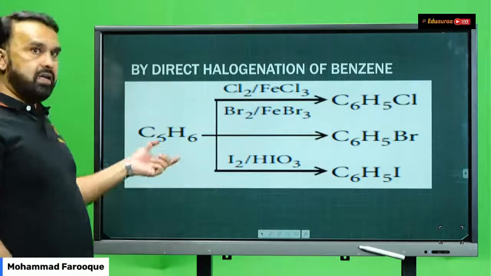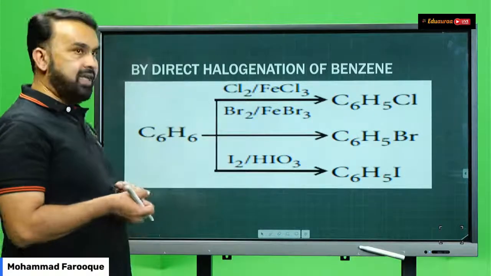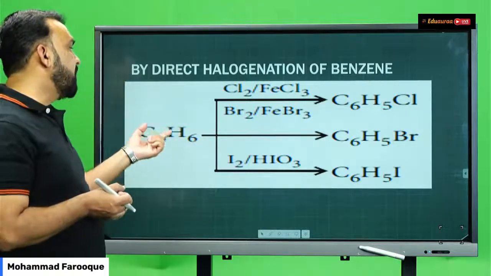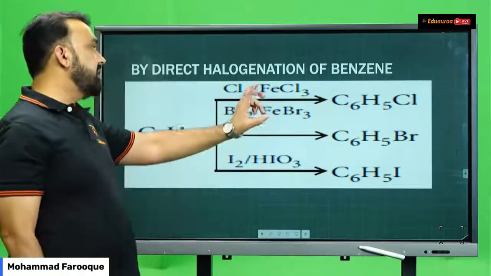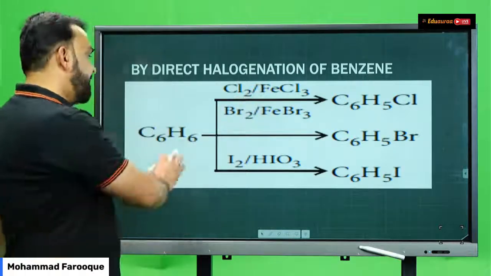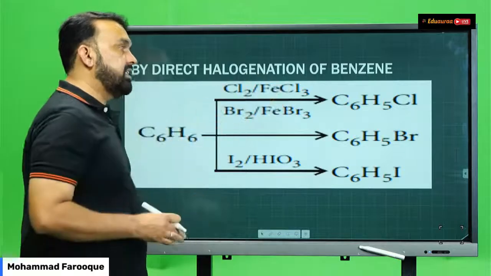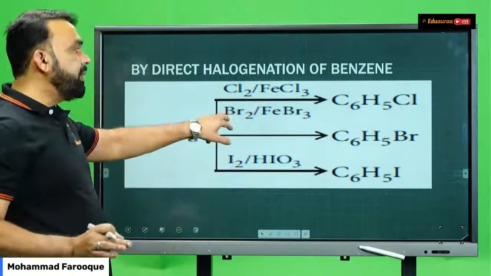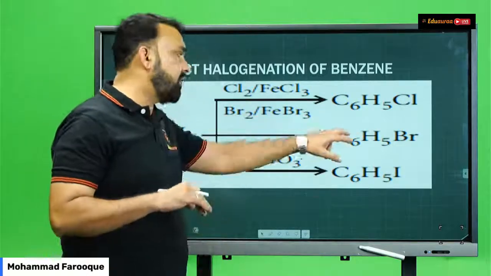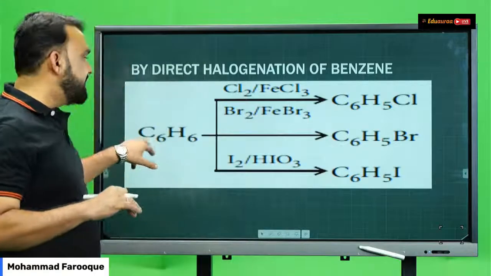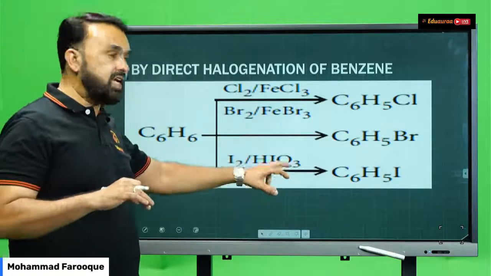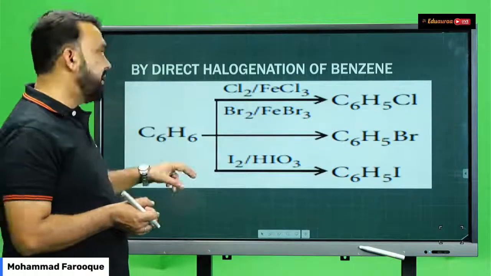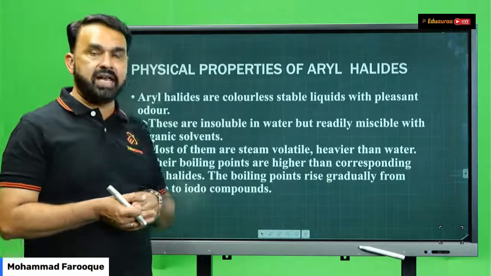Then you have direct halogenation of benzene. Like you've done halogenation of alkanes, you do halogenation of benzene: chlorination, bromination, and iodination. Only remember the catalyst that is used. When benzene is treated with Cl2 in the presence of FeCl3, you get chlorobenzene, C6H5Cl. With bromine in the presence of FeBr3, you get bromobenzene. And with iodine in the presence of HIO3, that is iodic acid, you get iodobenzene. This is halogenation of benzene to prepare chlorobenzene, bromobenzene, and iodobenzene.